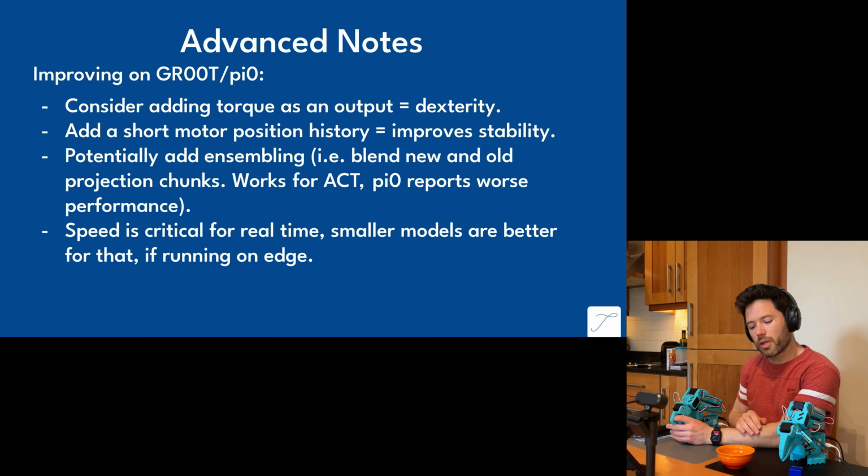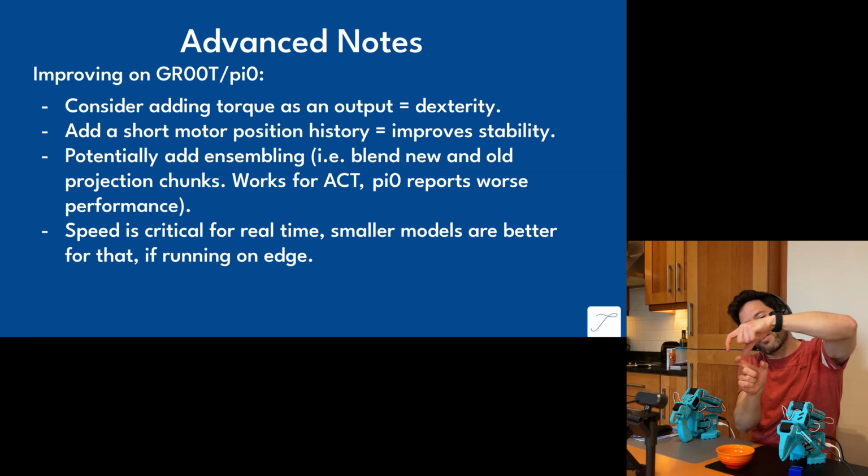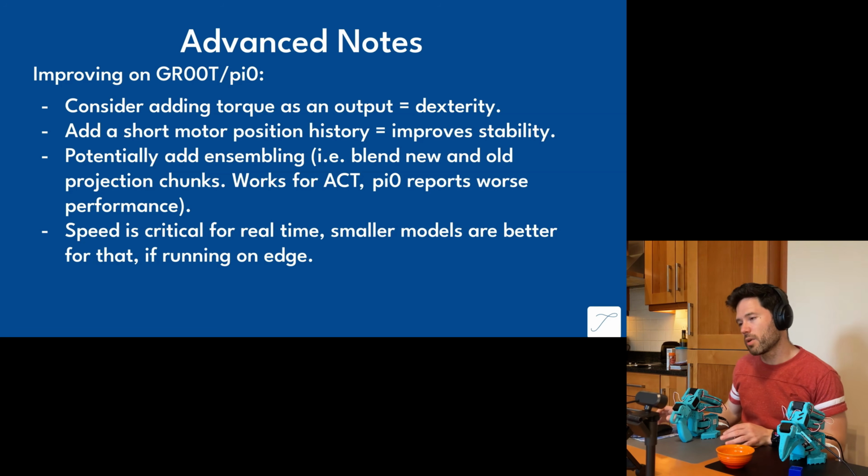I didn't talk about ensembling, but when we predict chunks in the future, you don't have to have them with zero overlap. You could actually start creating chunks such that they overlap, and you can exponentially average across those overlapping chunks. That can improve stability, and does for ACT in some cases, but the Pi0 paper reports that it's worse. So that's kind of interesting. Probably it depends on the hyperparameters. And last of all, speed is critical if you want to run real time. That's a reason for going towards smaller models. Then you do have these trade-offs around handling multiple modalities or multiple use cases, which probably is important in a lot of cases if you want to be quite robust.